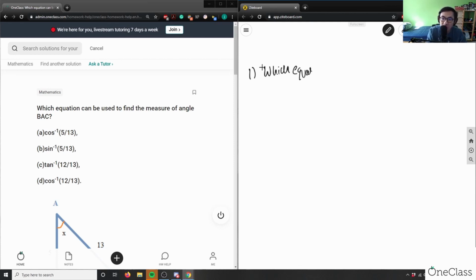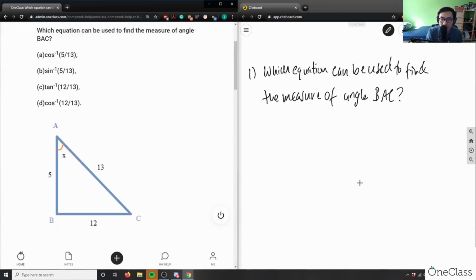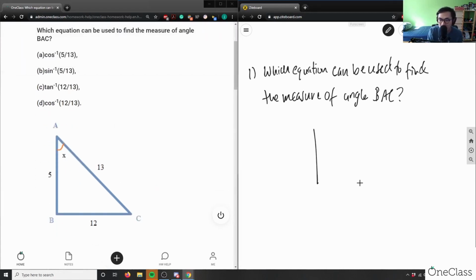Which equation can be used to find the measure of angle BAC, and we're given this triangle here, right? We have 4 choices, so let me just draw it out real quick.